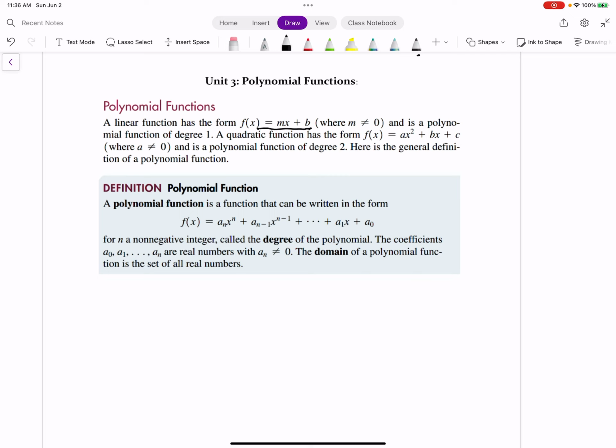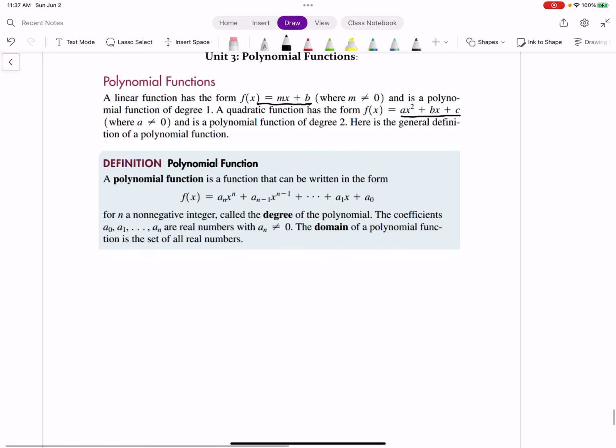1. And also we discussed a quadratic function, which is in the form f of x is equal to ax squared plus bx plus c, where a should be different from 0, and it is a polynomial function of degree 2. So the degree is the highest power in the expression. Generally, the general definition of a polynomial function is the expression with the leading term a sub n x to the n plus a sub n minus 1 x to the n minus 1, up to the constant term.